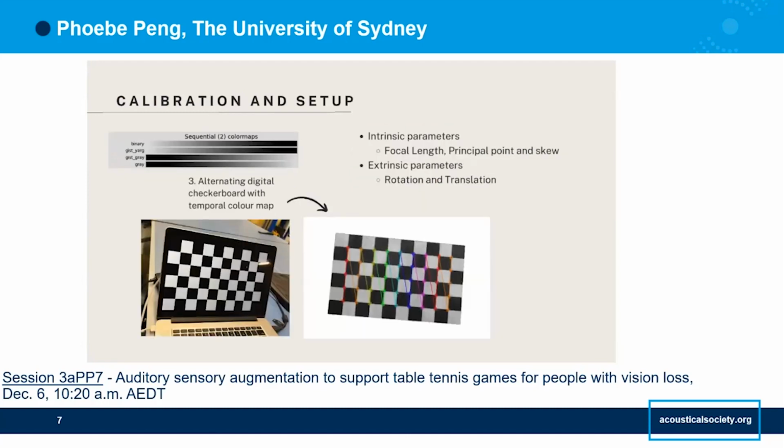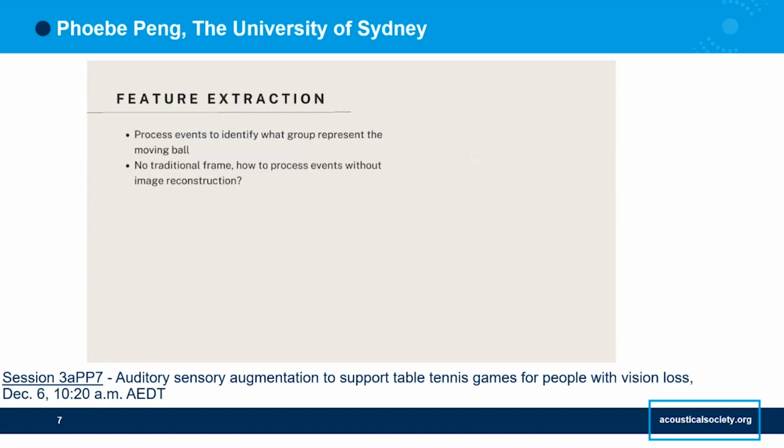The solution was to map colors temporally rather than directly to the polarity of events. We captured a stream of a checkerboard that alternated between black and white squares. Using this reconstruction technique, we were able to calibrate our cameras.